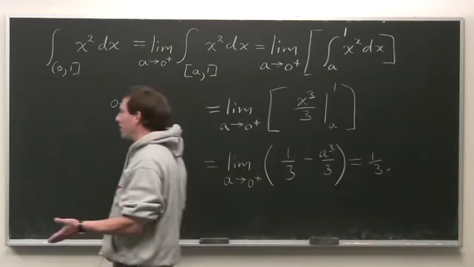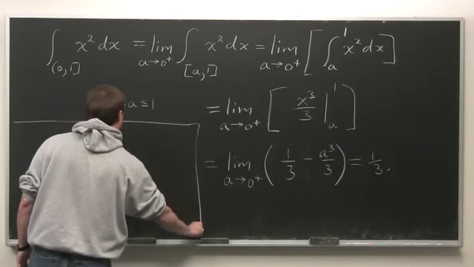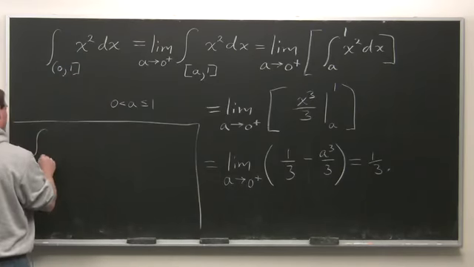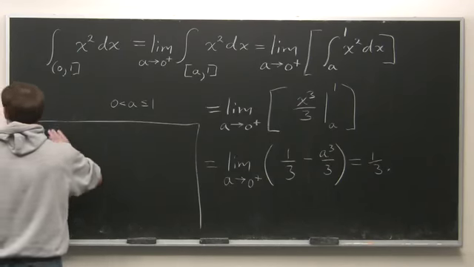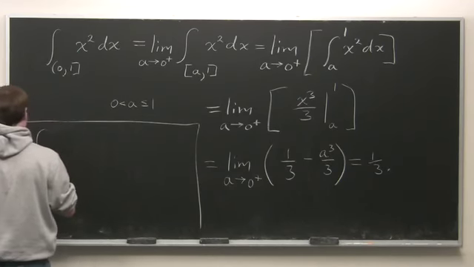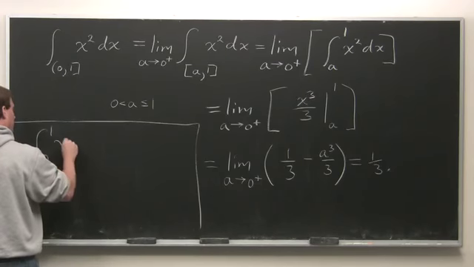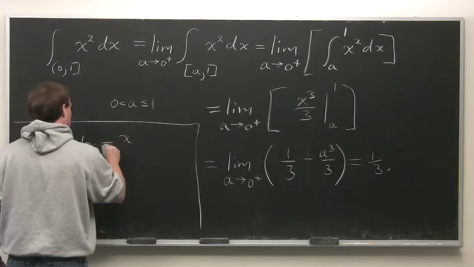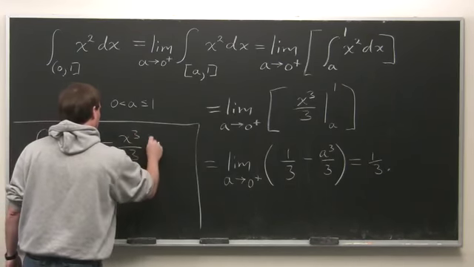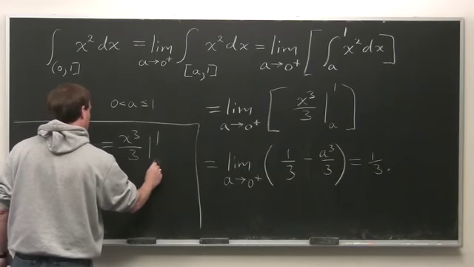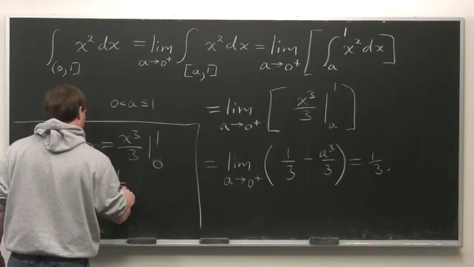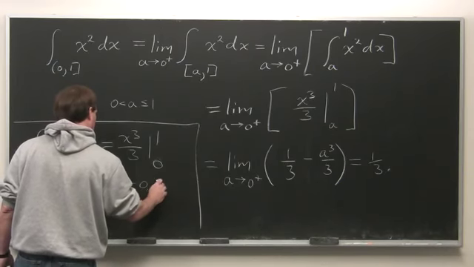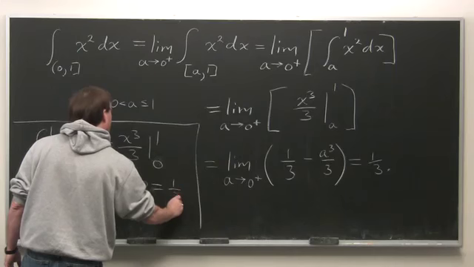Well, it should be no surprise. That's exactly what you get if you take the usual Riemann integral from 0 to 1 of x squared dx. You get x cubed over 3 evaluated from 0 to 1, and that's 1/3 minus 0. So that's a third. Right.